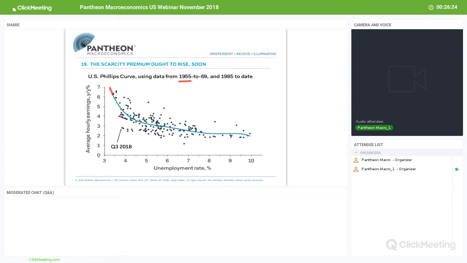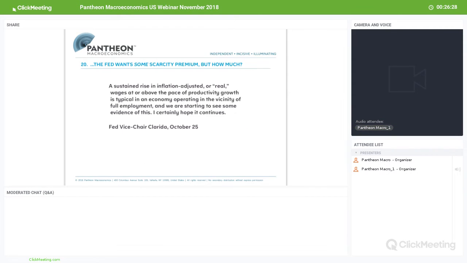Now, at the moment, the Fed's view of all this is, well, not so much worried about it. So here's what Rich Clarida, the new vice chair, said about this very point just a few weeks ago. A sustained rise in inflation-adjusted or real wages at or above the pace of productivity growth, and that is a scarcity premium. Real wage growth above productivity growth, that is a scarcity premium. That's typical in an economy operating in the vicinity of full employment. And we're starting to see some evidence of this. Well, not very much evidence, but nonetheless, I certainly hope it continues.